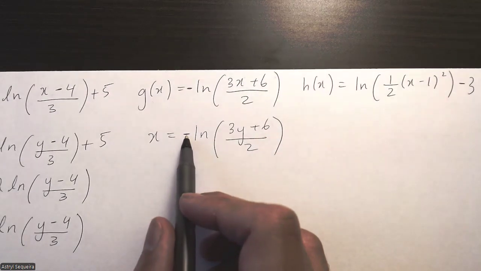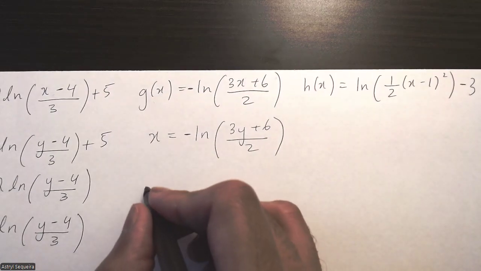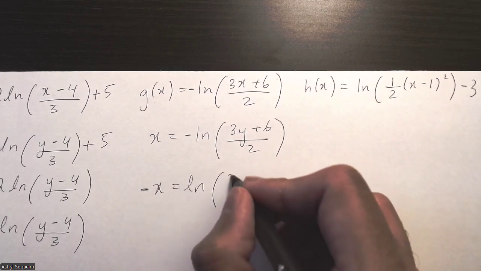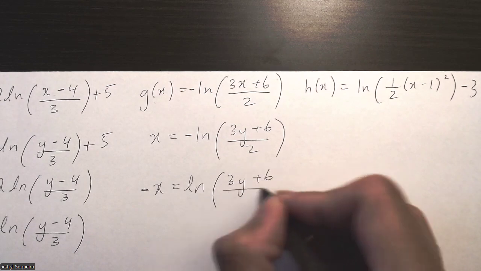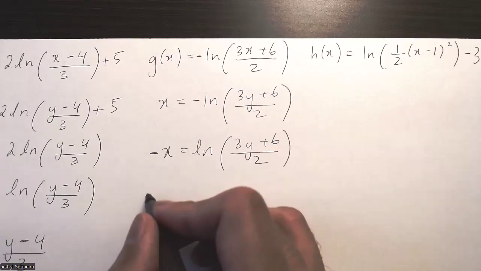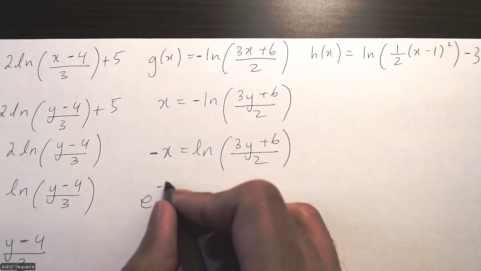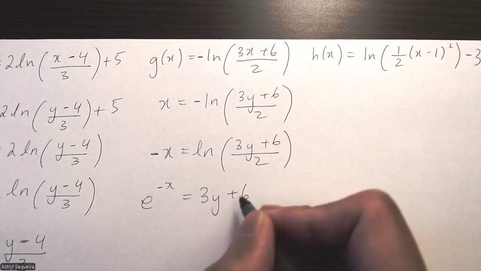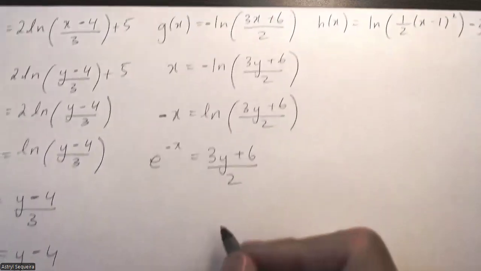I'll start by moving the negative over. I'll divide by negative 1 on both sides. So negative x equals ln 3y plus 6 over 2. Then I'll move the ln over and make it an e. So e to the negative x equals 3y plus 6 over 2.